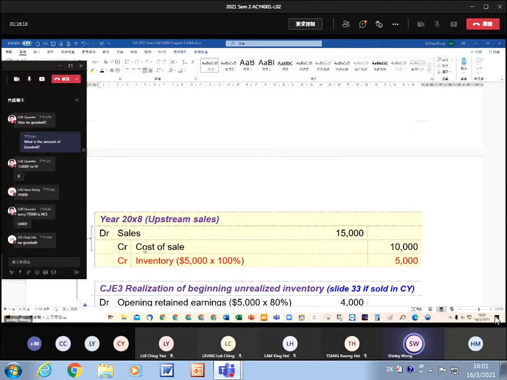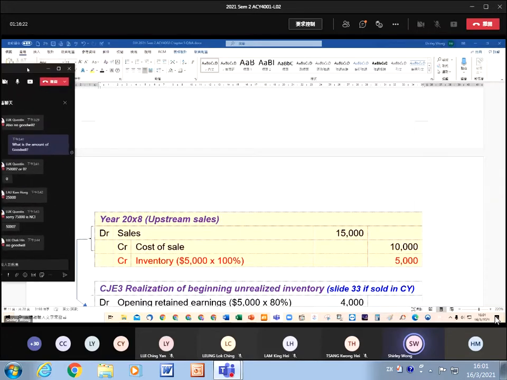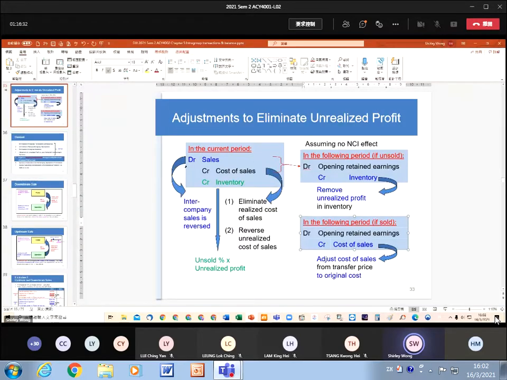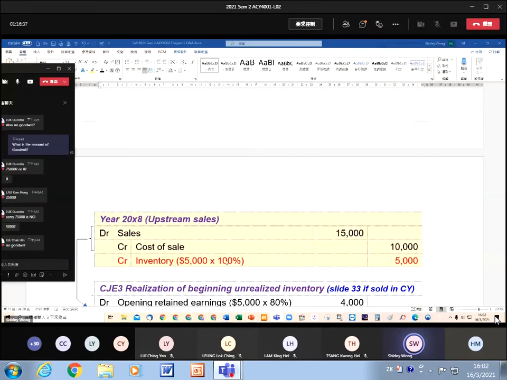Before you think about that, actually, let me do a little revision for you. In last year, when it happened in last year, the entry will be, it is year 2008 upstream sales. You will debit sales, credit cost of goods sold, credit inventory. So in last year, you will follow the entry here: debit sales, credit cost of goods sold, credit inventory, right? And inventory is the unsold percentage, 100% being unsold times the unrealized profit, because the sales amount is 15,000 and the cost of goods sold is 10,000. So you will do this entry.